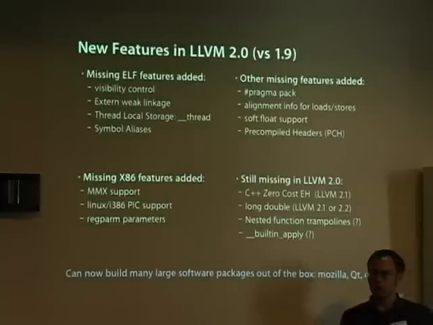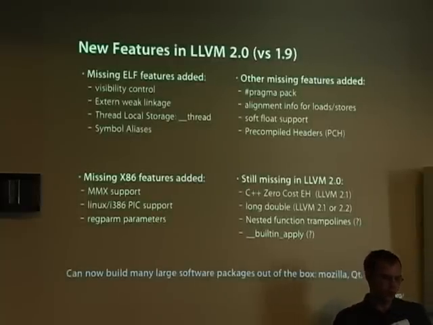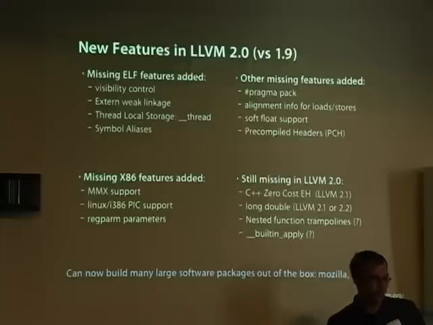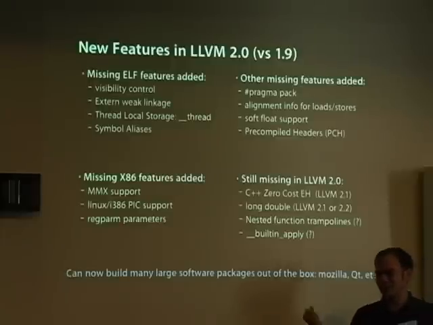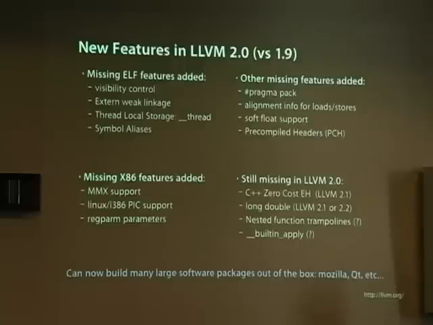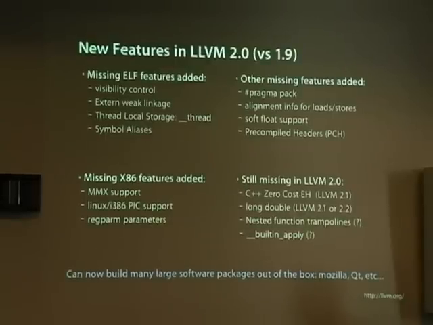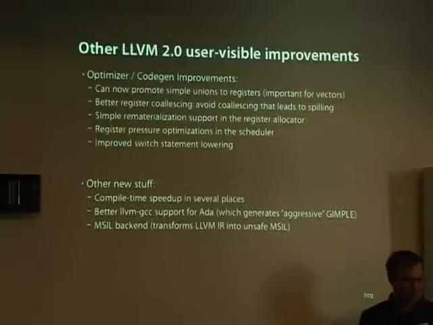The other big thing is long double. We don't support all the myriad of long double formats out there. This is also important. We will also add this. It'll probably be 2.1 or 2.2, something like that. Of course, being open source, if somebody really has to have it and implements it themselves, it'll happen a lot sooner, right? There's also a couple other miscellaneous things like built-in apply and nested, taking the address of a nested function. Again, when people want that, we implement it, but there isn't high demand.